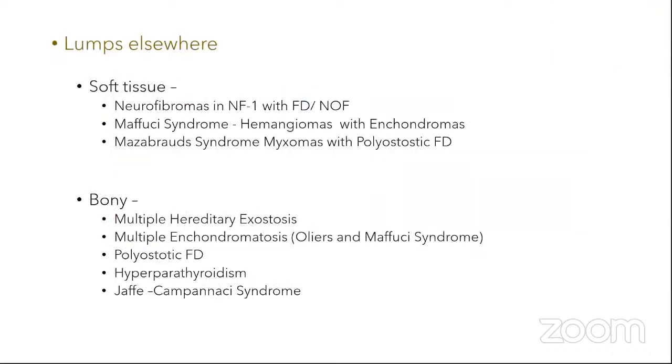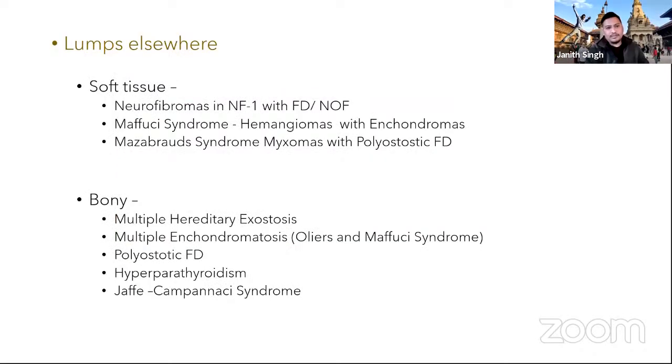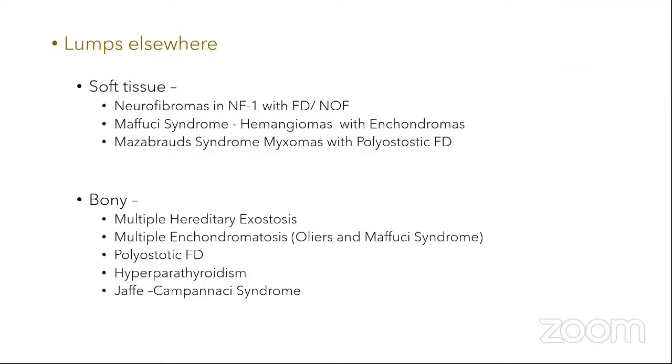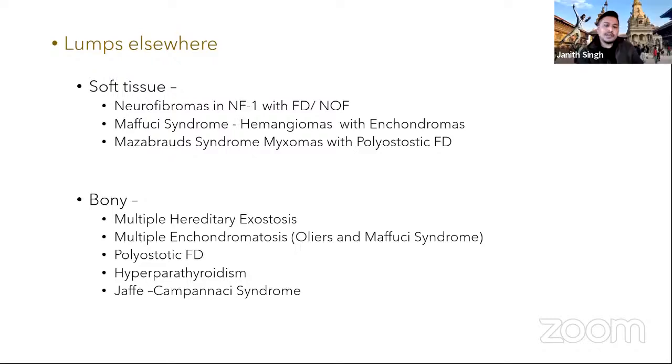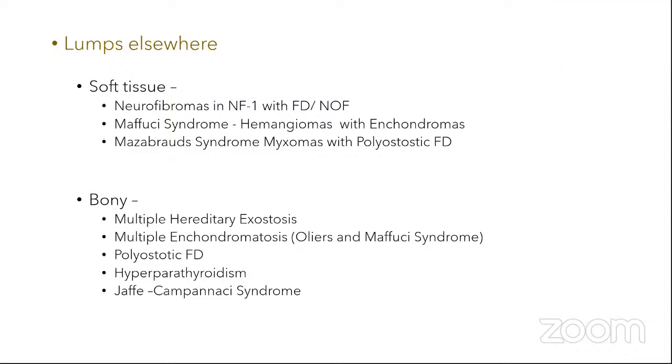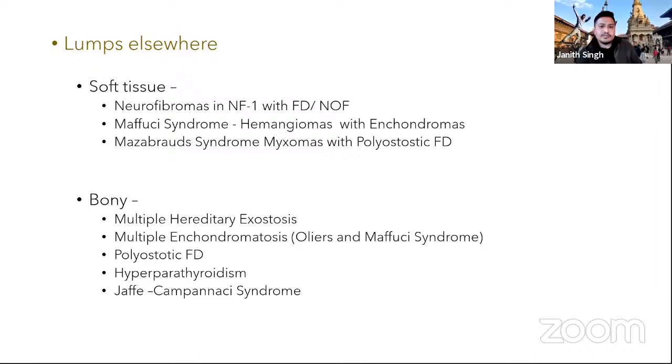Now, if you're examining a patient with a bone tumor and you find soft tissue lumps elsewhere, then it can also help you in clinching the diagnosis. Like if there's a patient with multiple neurofibromas with fibrous dysplasia, NOF, that could mean that it's probably a syndrome. In Maffucci syndrome, you can have multiple hemangiomas, especially in the hand region, along with enchondromas. In Mazabraud syndrome, you can have intramuscular myxomas with polyostotic fibrous dysplasia.